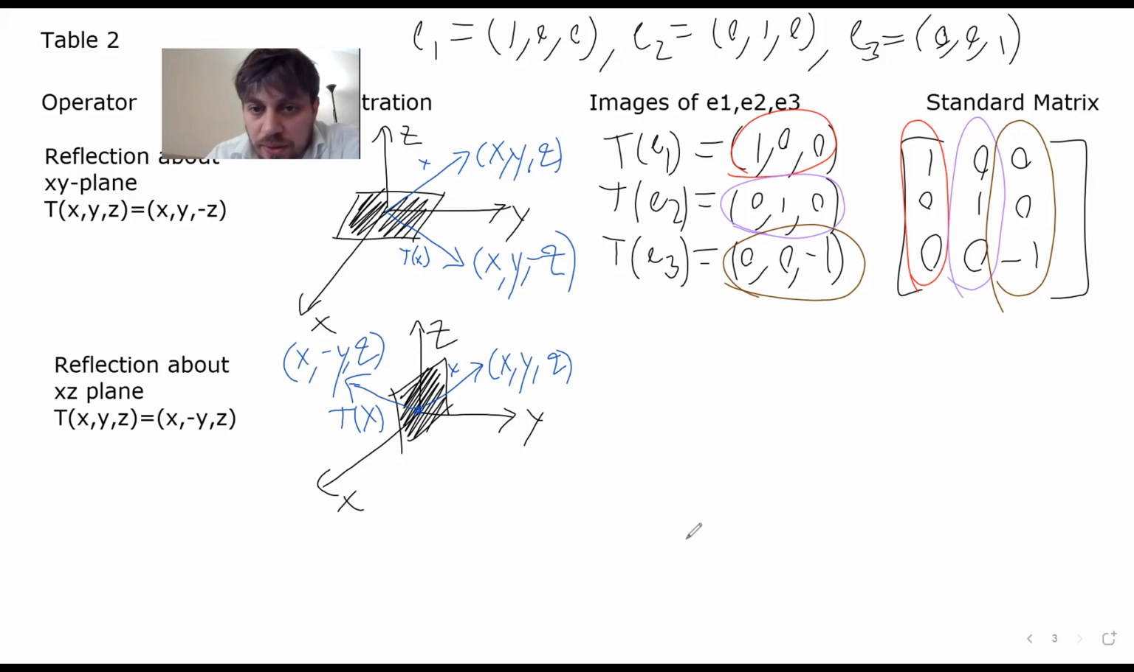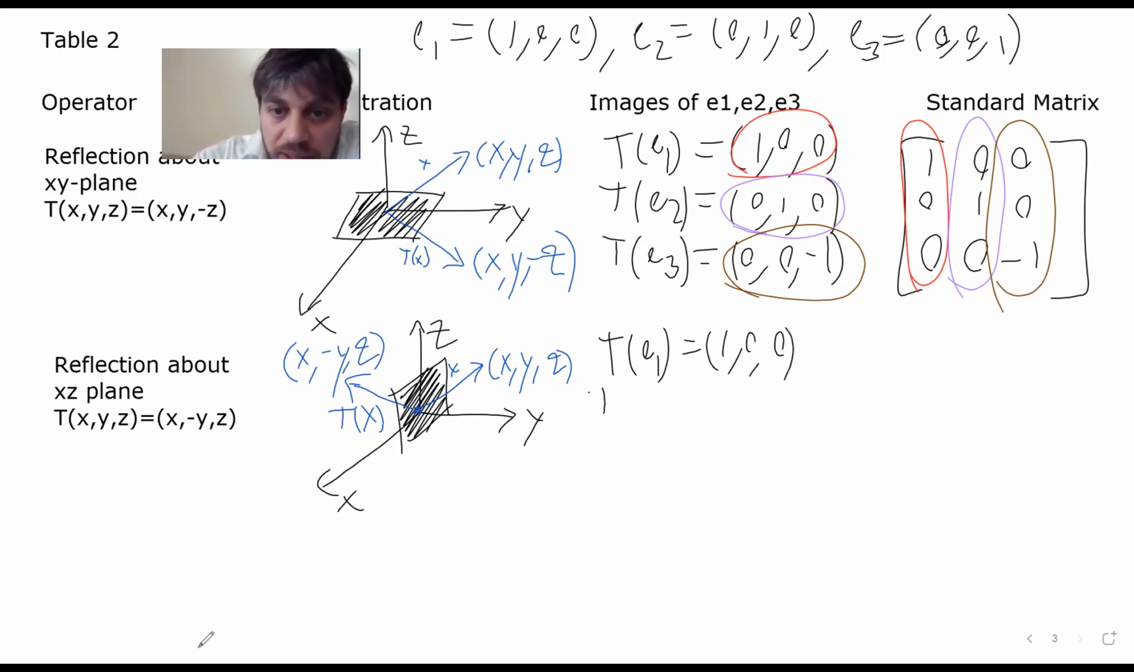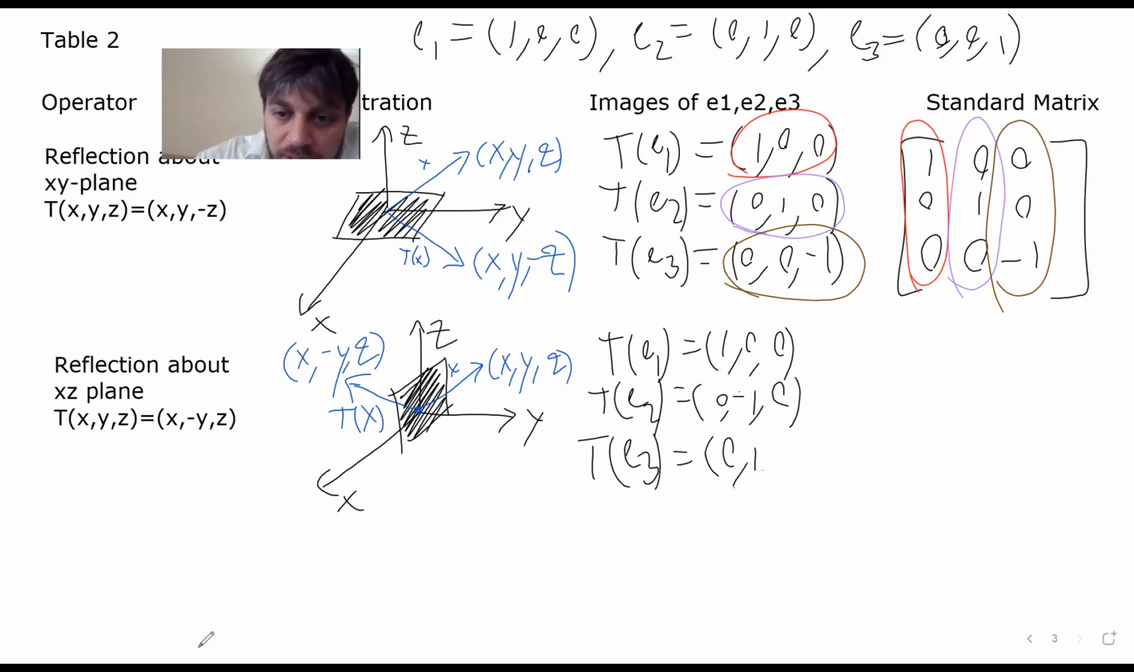And so T of E1, just negating the y component, doesn't change the vector. T of E2, negating the y component, does change the vector. And T of E3 doesn't change the vector either.